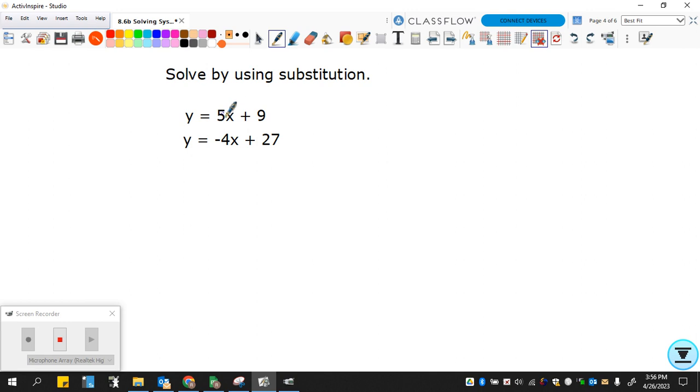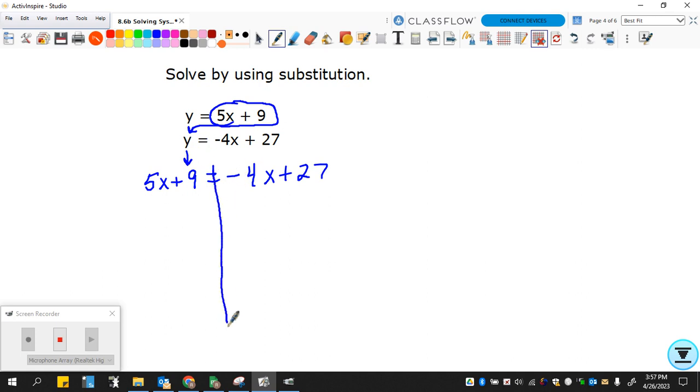Well, basically all we have to do is say these y's are the same thing. So we're going to take this 5x plus 9 and plug it in for the y in the other equation. So instead of the y, I'm going to put 5x plus 9 is equal to, and I'm just going to bring this other half down, negative 4x plus 27. We're going to solve. Using inverse operations, I always move the variables first, and I always move the variable with the smallest coefficient first, so that's negative 4. So the inverse of negative 4x is plus 4x, or a positive 4x, and positive 4x.